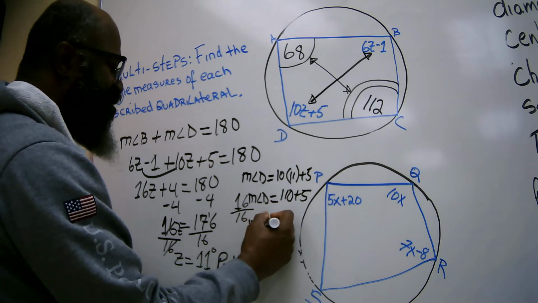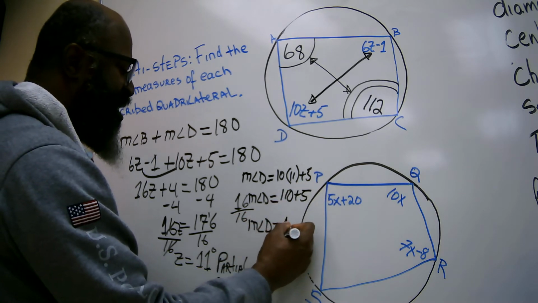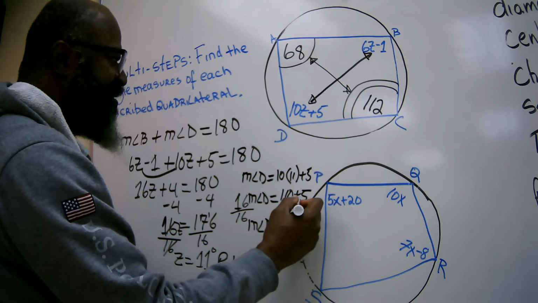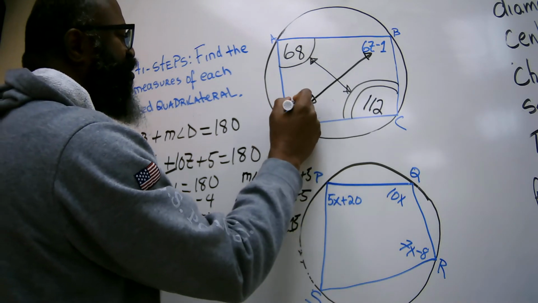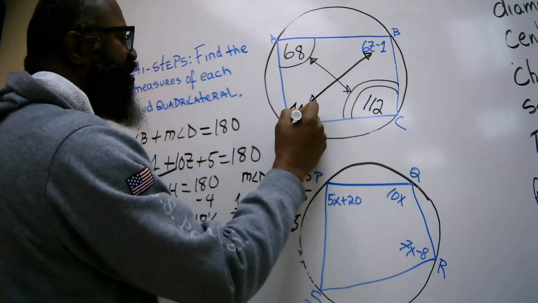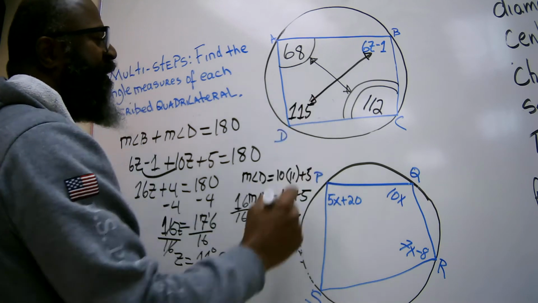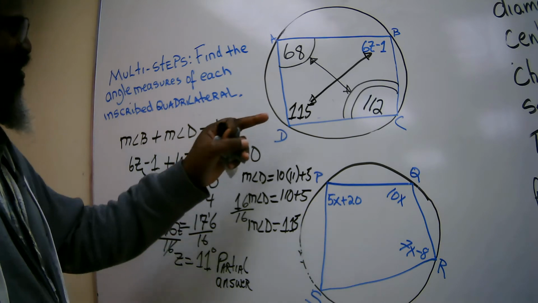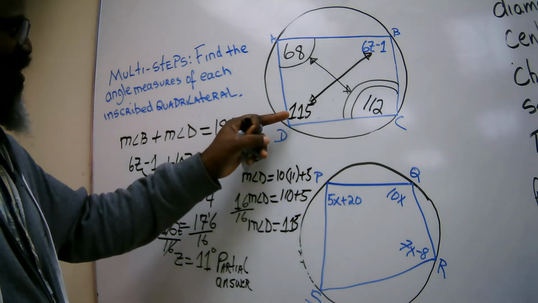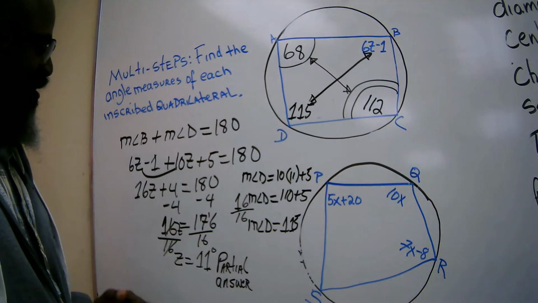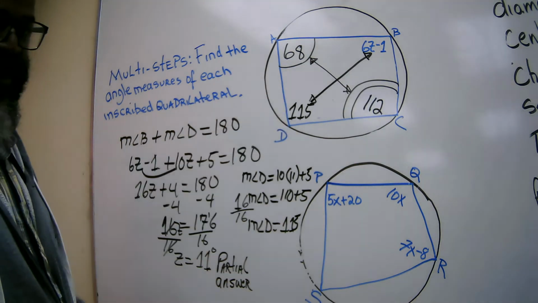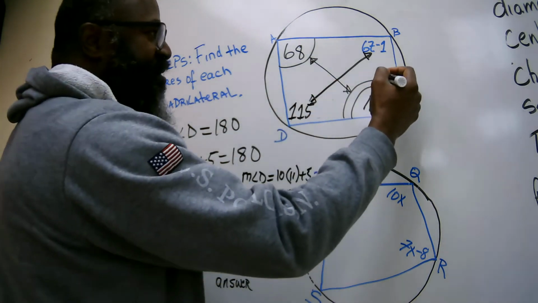Then the measure of angle D is 10 times 11, which is 110, plus 5. Then the measure of angle D will be 115 degrees. Now we know what this angle is. It's no longer unknown. We found it. Then to find the other angle, the easiest way is to subtract 115 from 180. Since some of you are doubting that, you can always come back again to find the measure of angle D.